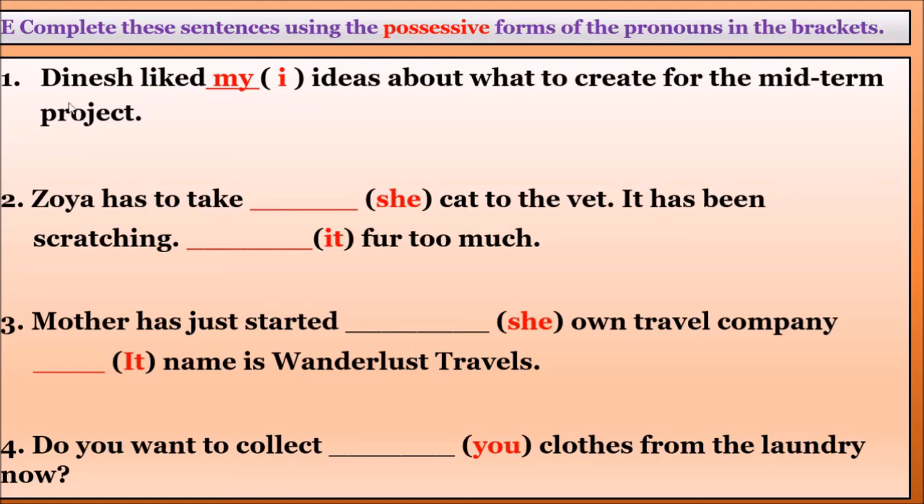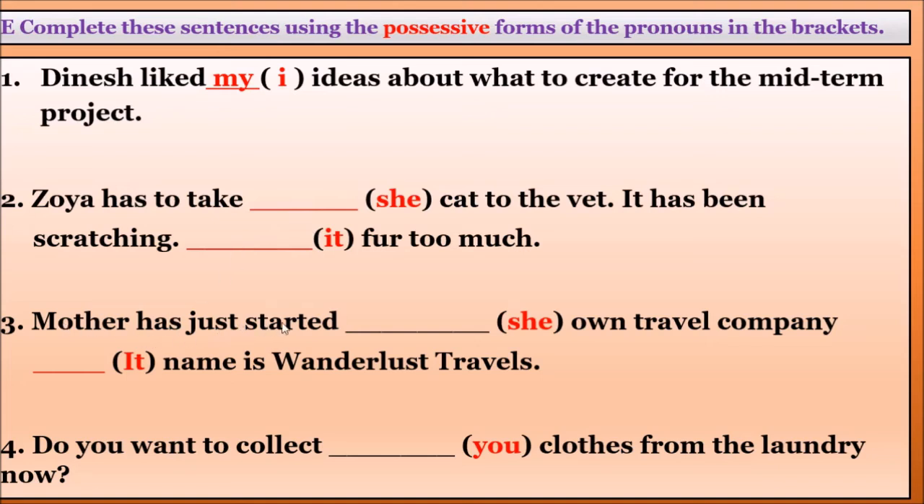Understood, ma? Okay. Dinesh liked my ideas about what to create for the midterm project. I means my. Okay. Zoya has to take dash cat to the vet. Zoya has to take dash cat, she cat or her cat. She changes into her. Right? Zoya has to take her cat to the vet. It has been scratching dash for too much, it's for too much. So here she becomes her, it changes to its.